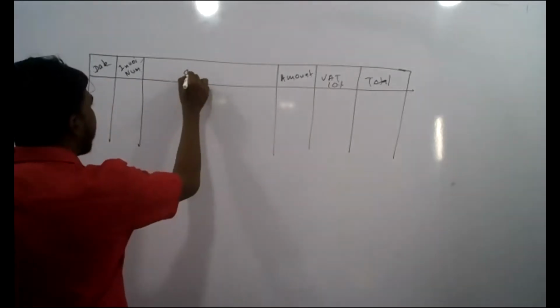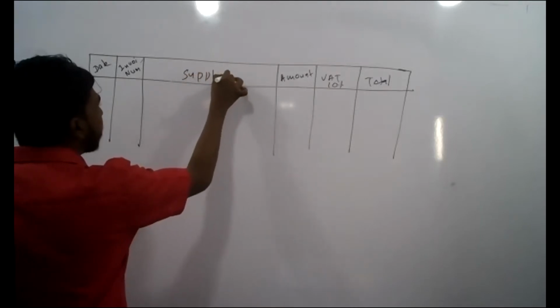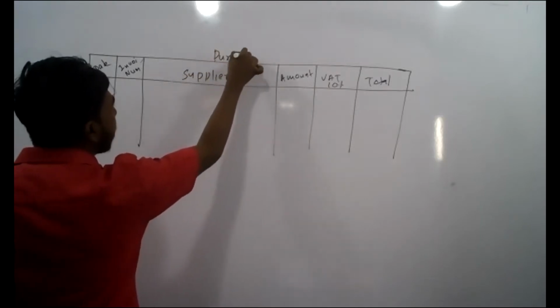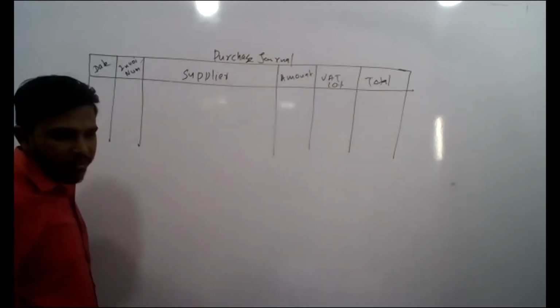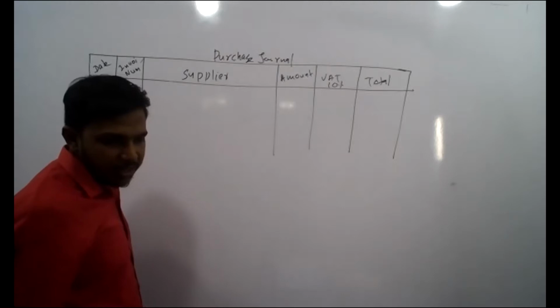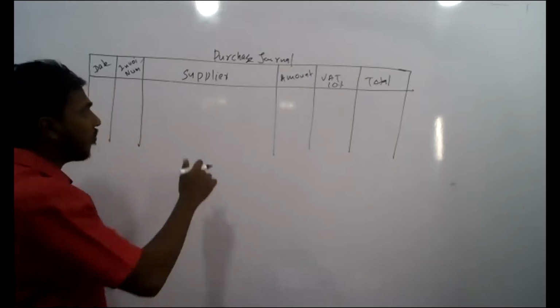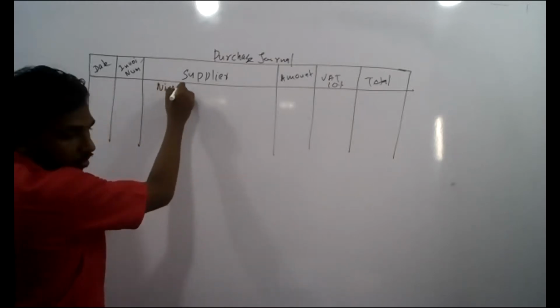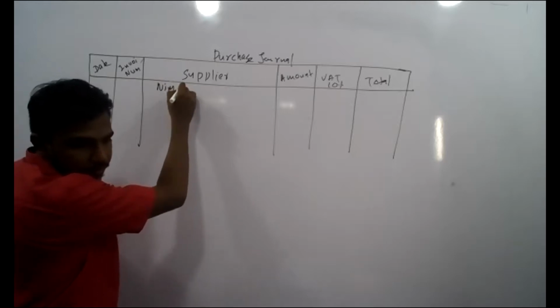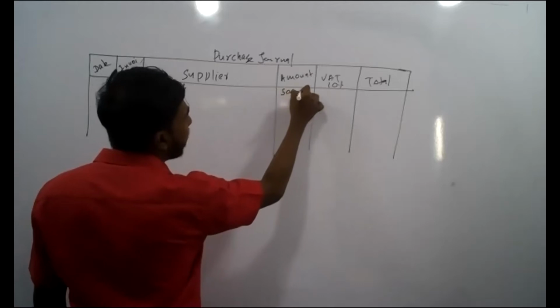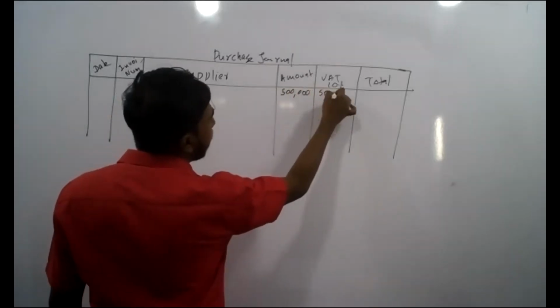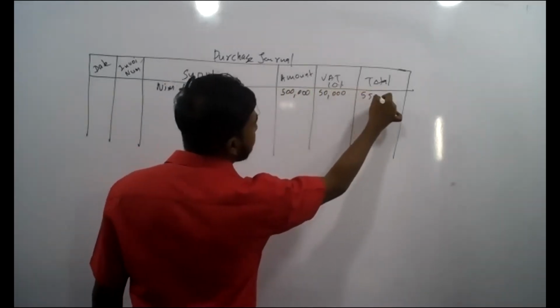Here it should be supplied for the purchase journal. This is the purchase journal, right? Then what's the first one? Company purchased the goods on credit basis 500,000 from Nimali. Right? So amount is 500,000. 10% means it's 50,000. So the total amount is 550,000.